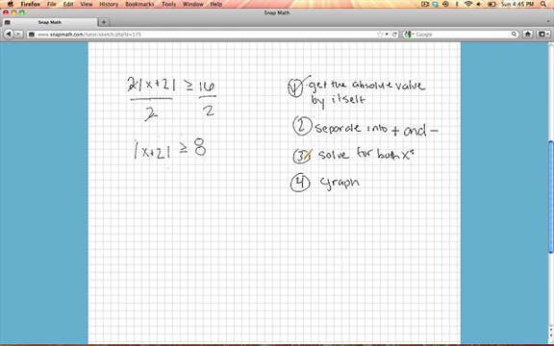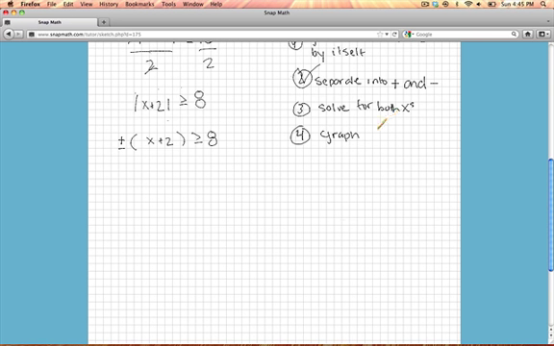Let's go on to step number 2. We're going to separate the absolute value into a plus and minus. So I'm going to take what's inside and keep it inside, but I'm going to go ahead and put a plus or a minus over here next to it. And everything else in the equation will stay the same.